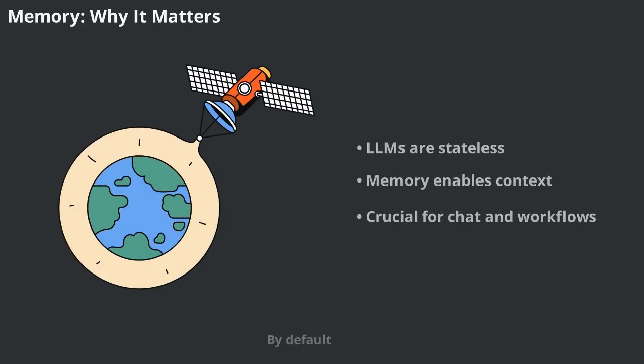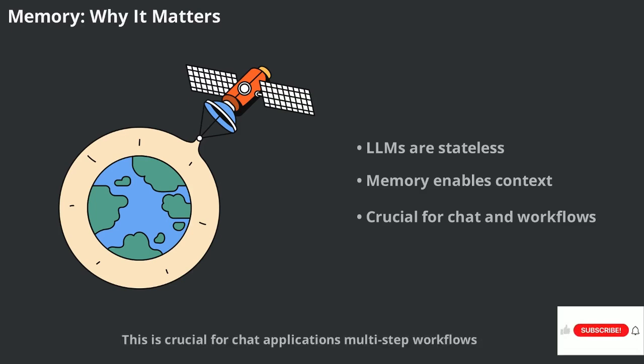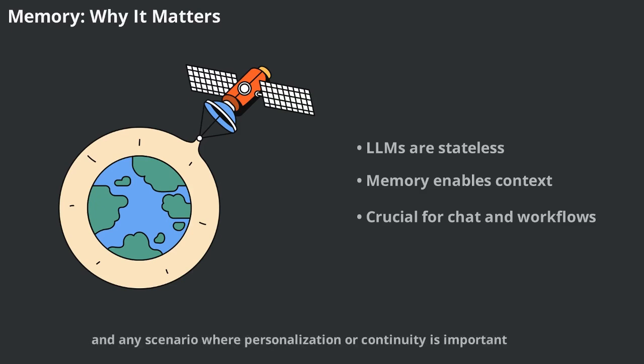By default, LLMs are stateless; they don't remember previous interactions. LangChain's memory modules solve this by enabling conversations and maintaining context across sessions. This is crucial for chat applications, multi-step workflows, and any scenario where personalization or continuity is important. With memory, your AI can build on previous steps, remember user preferences, and deliver a more engaging experience.